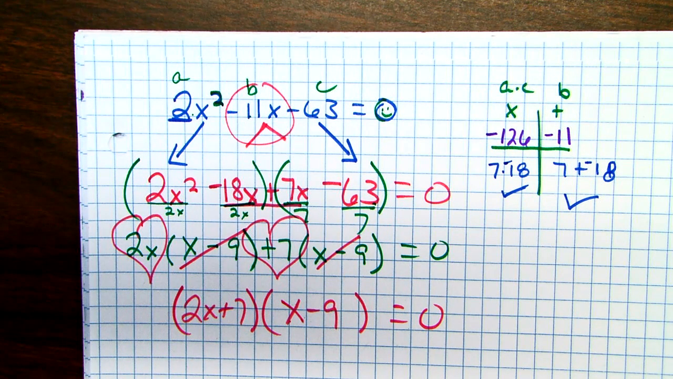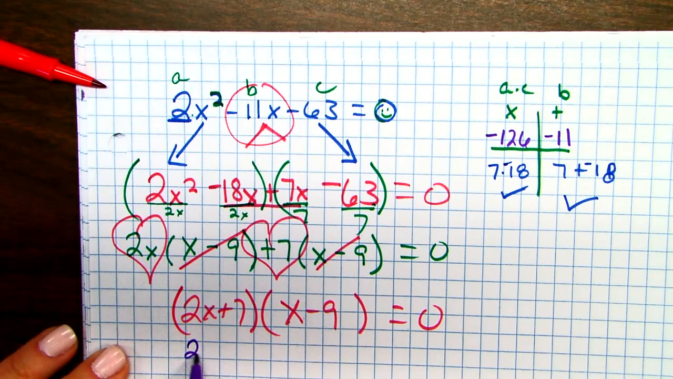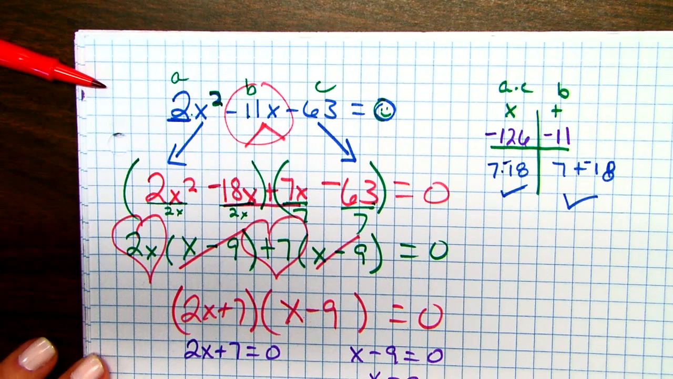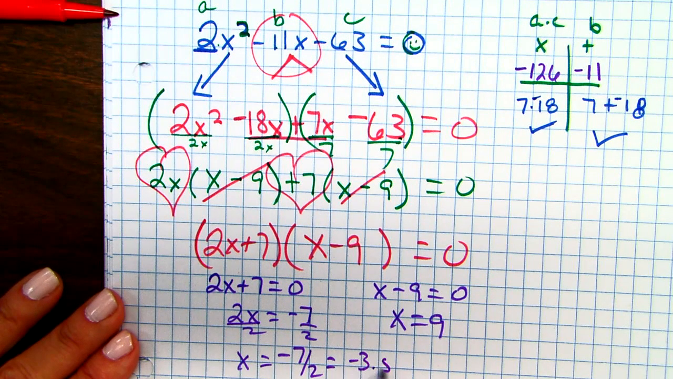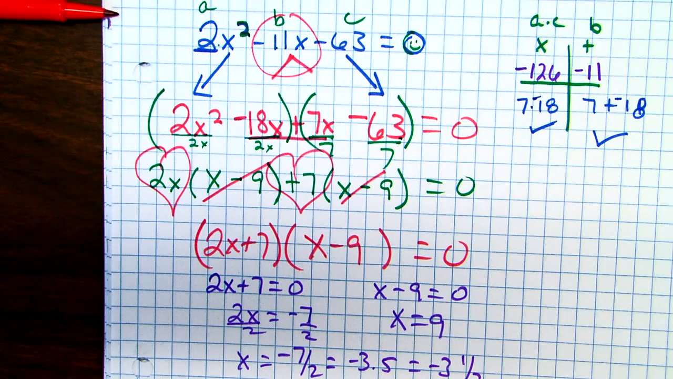We have to know how. And then, of course, if it was on the test, you'd have to solve it too. That's set each of your factors equal to 0 and solve. So this one's 9. Easy peasy. Subtract 7. Divide by 2. And there's so many different ways you could write that. Negative 7 halves, negative 3.5. Any of those would be fine. And 9.